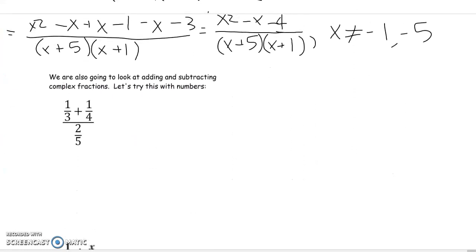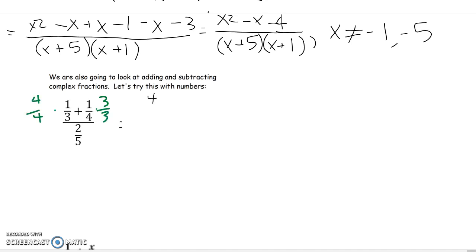The last type of problem we're looking at is adding and subtracting complex fractions, so fractions within fractions. The way we go about this is to start by isolating the numerator and adding the numerator so that the numerator becomes just one fraction. So to add 1/3 and 1/4, we need a common denominator, which would be 12. So we need to multiply the second fraction by 3/3 and the first fraction by 4/4.